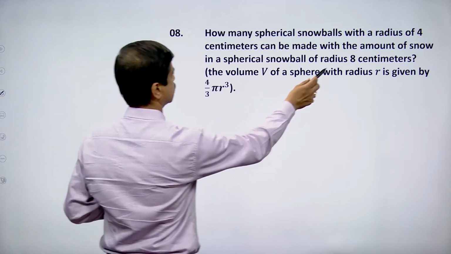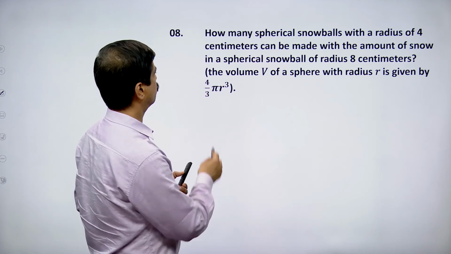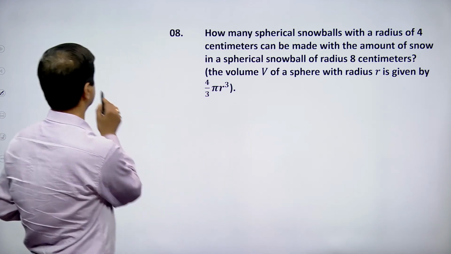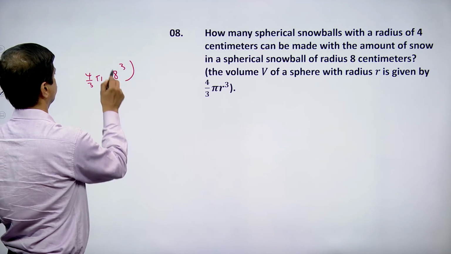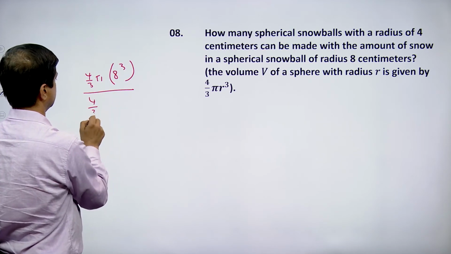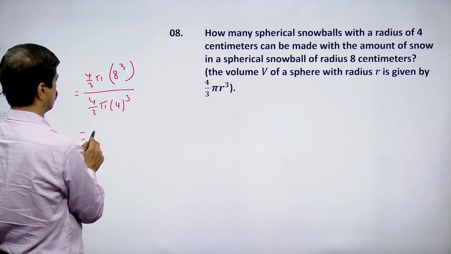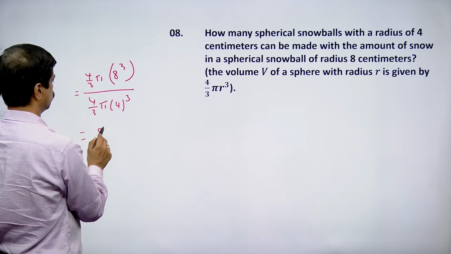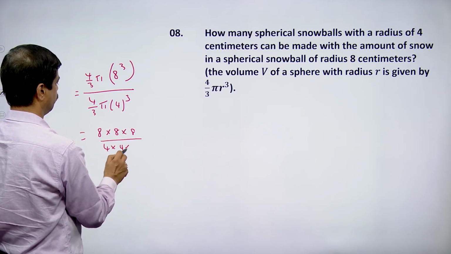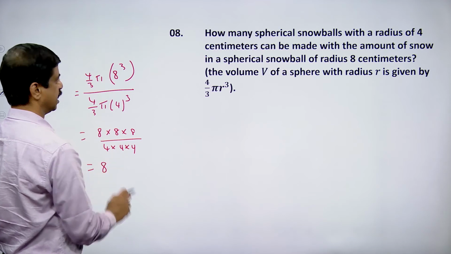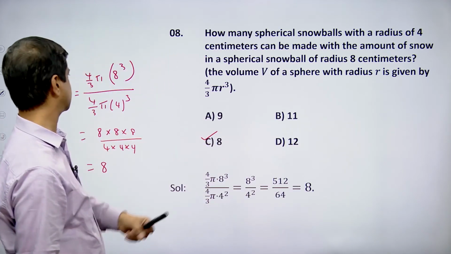So, first is 8 and other is 4. So, how many such balls can be made? It is 4 by 3 pi radius cube by 4 by 3 pi radius cube. So, 4 by 3 pi, 4 by 3 pi gets cancelled. So, 8 cube is 8 into 8 into 8 by 4 cube is 4 into 4 into 4. So, 2 into 2 into 2 is 8. So, that is option C. Right, children? Please note it fast, quick.